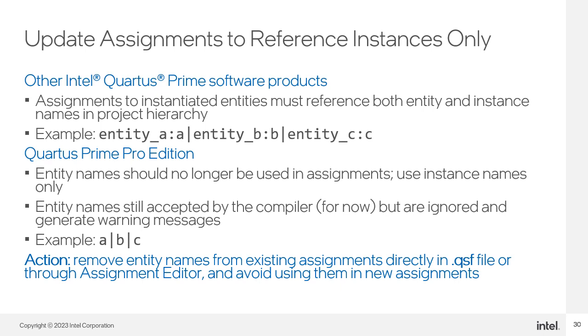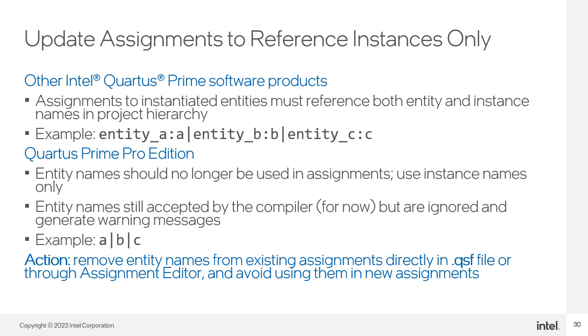In the Quartus Prime Pro Edition, entity names should no longer be used in assignments. Only the module instance names should be used. The compiler still accepts assignments that reference the entities, but they are ignored and generate warning messages when read in by the tool. As you can see in the example, referencing just the instances also makes assignments easier to read and understand what part of the design is the target of the assignment.